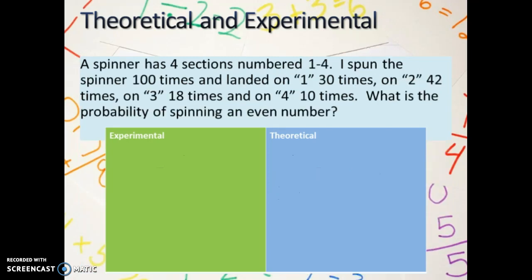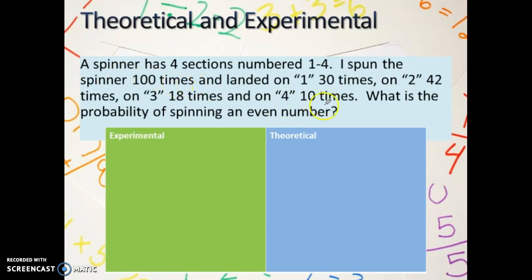Let's do another one. A spinner has 4 sections numbered 1 through 4. I spin the spinner 100 times and I land on 1 30 times, on 2 42 times, and on 3 18 times, and on 4 10 times. What is the probability of spinning an even number? Go ahead and figure out the experimental probability of spinning an even number.